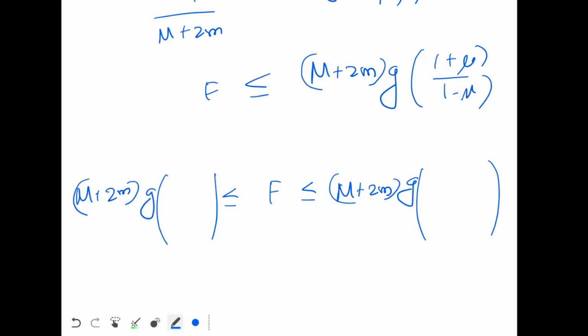But in the bracket, here we have (1 plus mu) by (1 minus mu), and here we have (1 minus mu) by (1 plus mu). If F is lying in this range, then the blocks will not slide with respect to C.